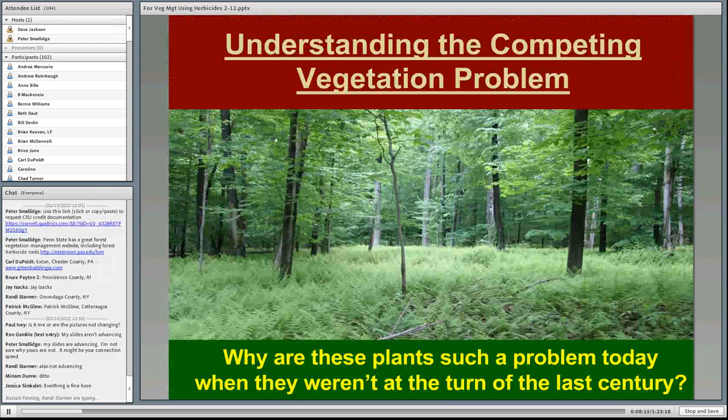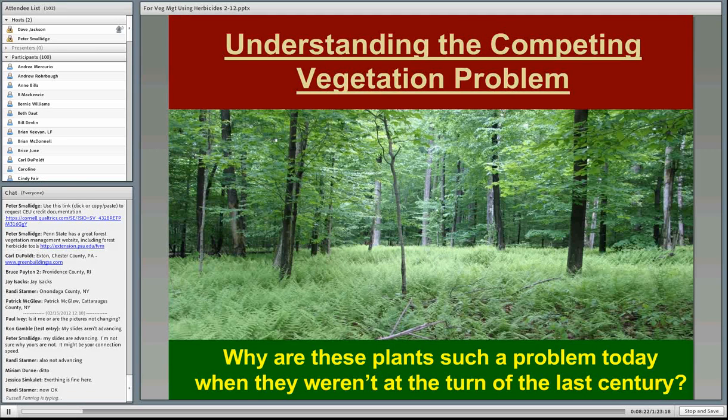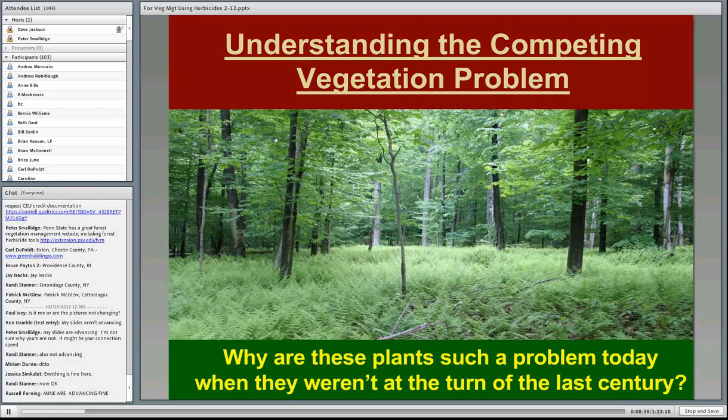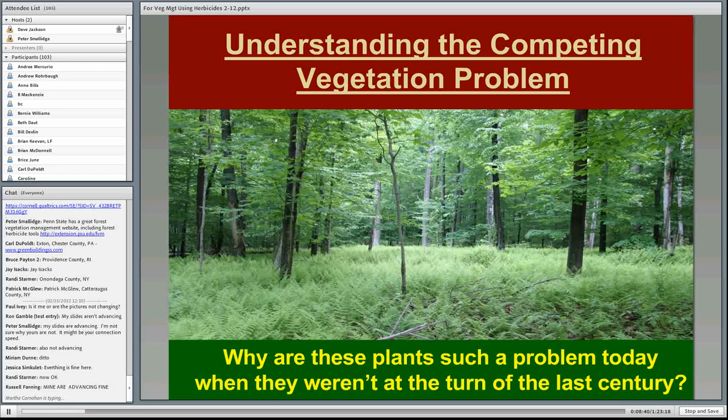So let's try to understand this competing vegetation problem a little bit better. So then I ask a question here. Why are these plants such a problem today when they weren't at the turn of the last century? So as many of you may know, the history of our forests, late 1800s, early 1900s, we had very heavy harvesting that occurred. And the forests that we see today are the result of what regenerated back then. Many of our forests are in that 80 to 120 years of age.